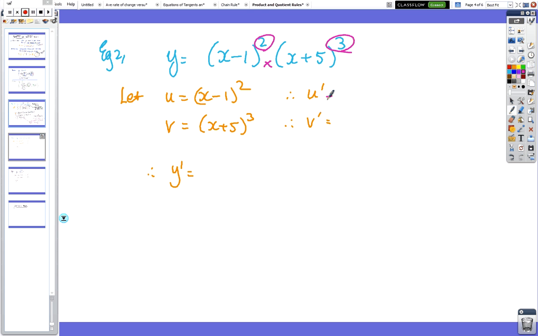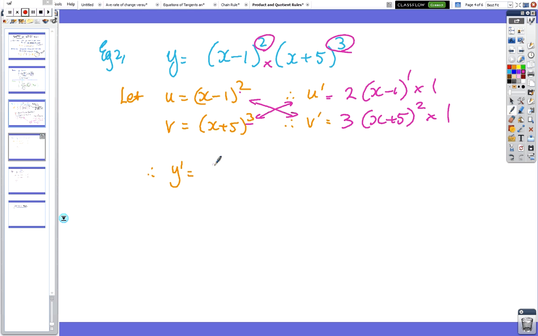Okay, so we're going to use a shortcut. Multiply by the 2, leave the bracket, subtract 1 from the power, multiply by the derivative, which is 1. With the second one, multiply by the power, leave the bracket, subtract 1 from the power, and then multiply by the derivative of the bracket. Then we're going to put a cross in between, because they go opposites.